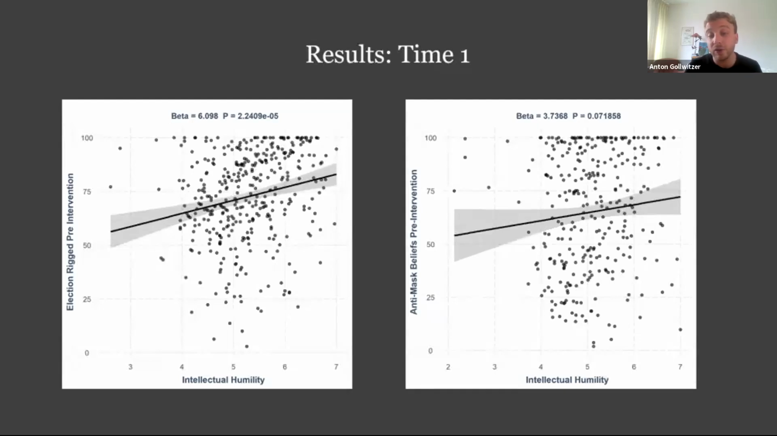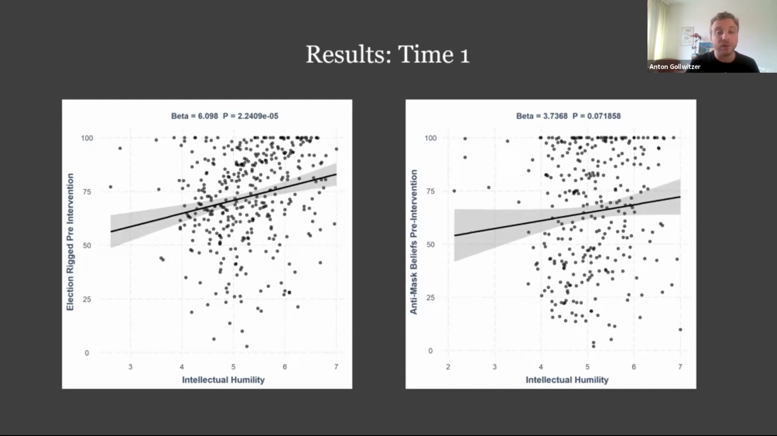So intellectual humility here is on the x-axis. The y-axis is the degree of endorsement of the false beliefs, so the degree of agreement with the false belief. The left graph is for the election being rigged, and the right graph is for anti-mask sentiments. And you'll notice something that's pretty troubling here. We actually find that the greater participants' intellectual humility, the more they thought the election was rigged, and the more they held anti-mask beliefs, although the second one is just marginal.